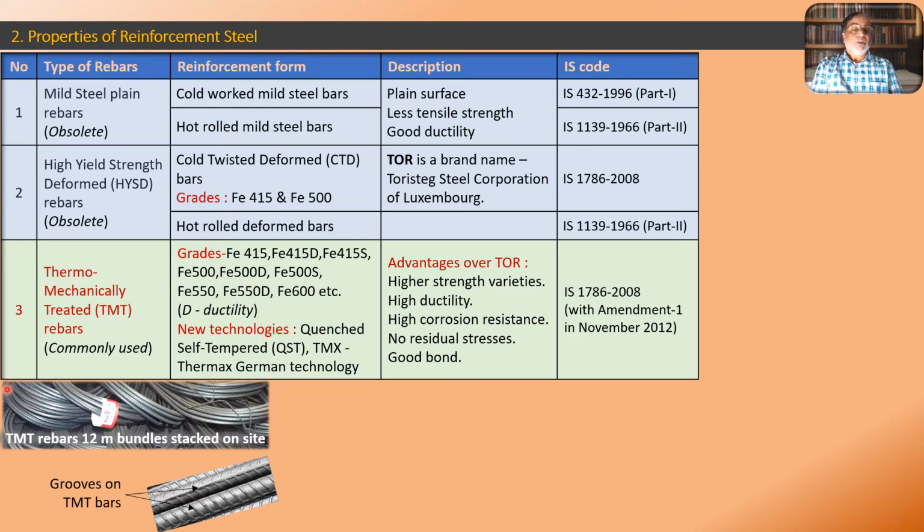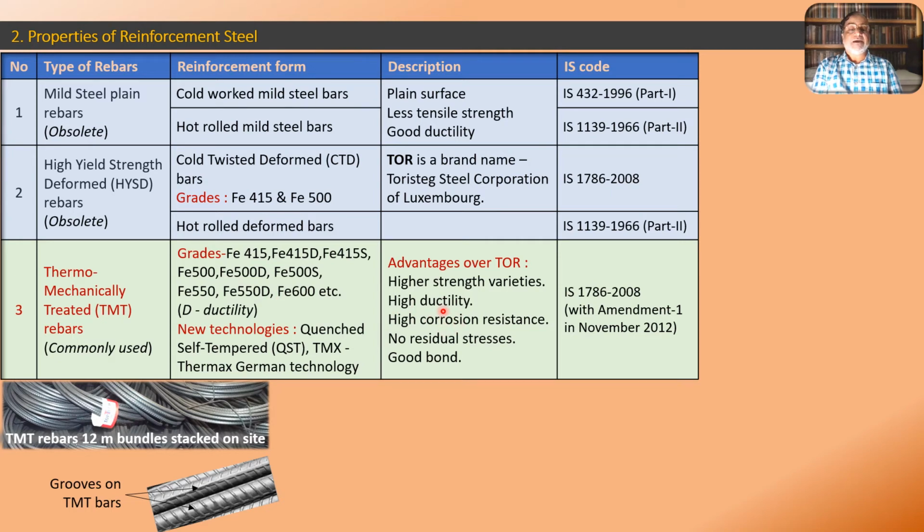Here you can see TMT rebars of 12-meter bundles stacked on a side. So the TMT rebars from the market come in the form of 12-meter bundles. They are grooved on their own surfaces. Now let us see what are the advantages over the earlier prevalent steel, or the Tor steel, or the CTD steel. So first is higher strength varieties are available. Fe550 and Fe600 are available.